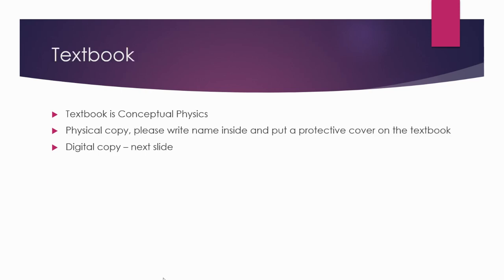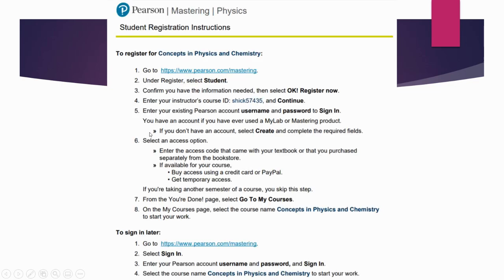So your textbook is Conceptual Physics, and in your physical copy, please write your name inside and put a protective cover on the textbook. And for the digital copy, you're going to need to go to this website, www.pearson.com/mastering, and you're going to register as a student. If you already have an account there because you've used a Pearson textbook in another class, just go ahead and use that account information. If you don't, you're going to end up registering for a new class or as a new individual user.